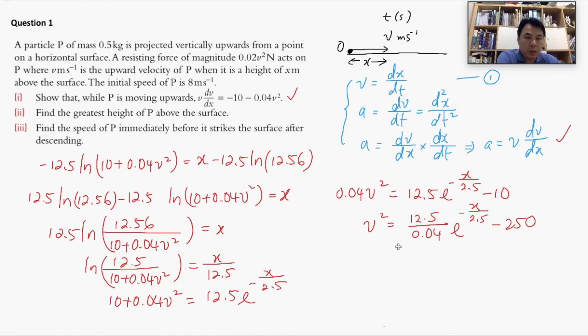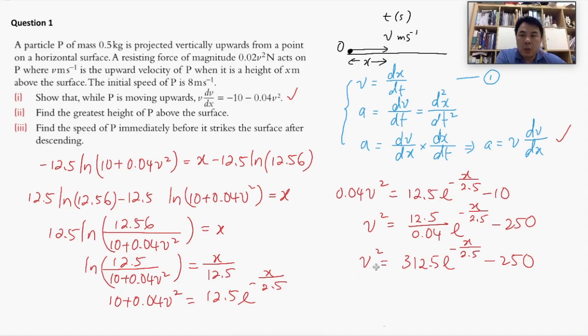Okay, and then you can simplify this. For instance, let me calculate that manually. So that is 312.5 e to the power negative x over 2.5 minus 250. Right, now that is the v.